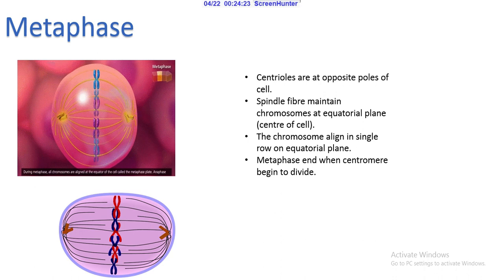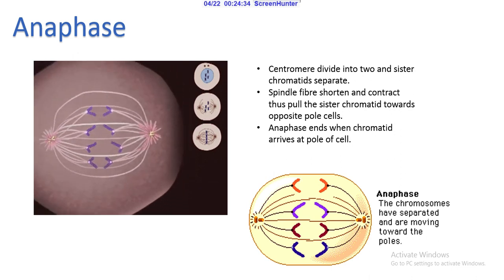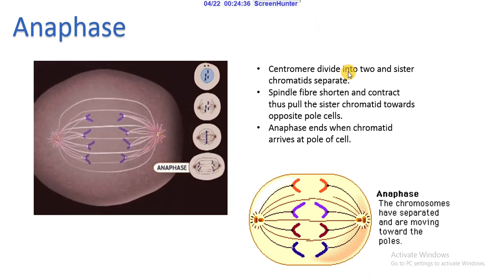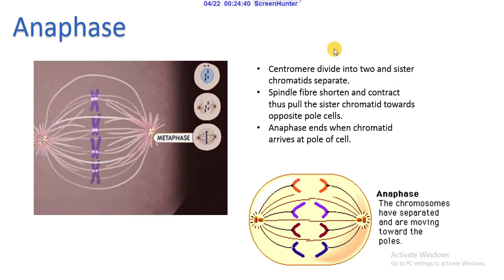If you can see here, it makes a single line, a single line at the metaphase. The metaphase plate is also at the equatorial plane. So for the anaphase, the centromere divides into two and the sister chromatids start to separate.